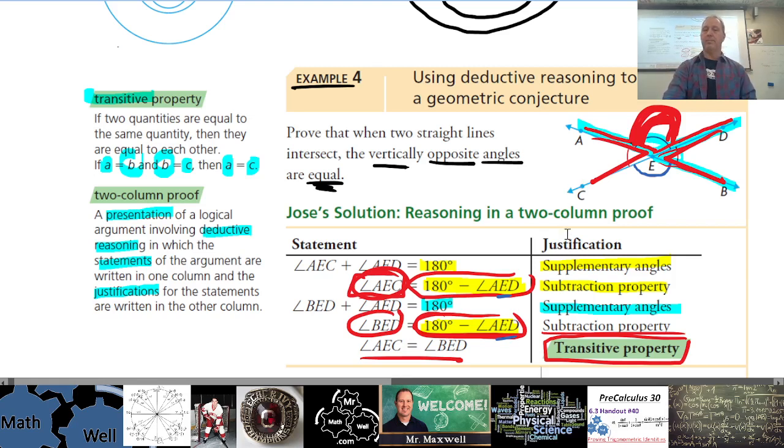There's only 3 things to remember here so far. The property of supplementary angles, right? So now you start to build your vocabulary. You start to build your understanding. So you understand what supplementary angles are. You know what the subtraction property is, because I've subtracted the same thing from both sides of an equation. And you know what the transitive property is.